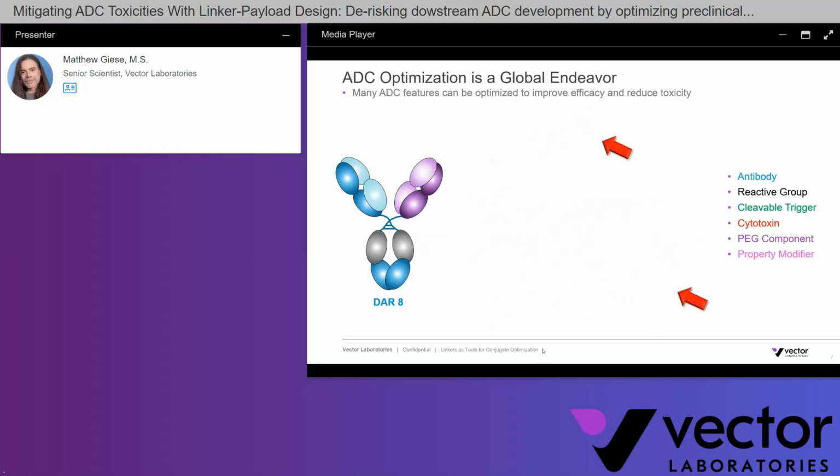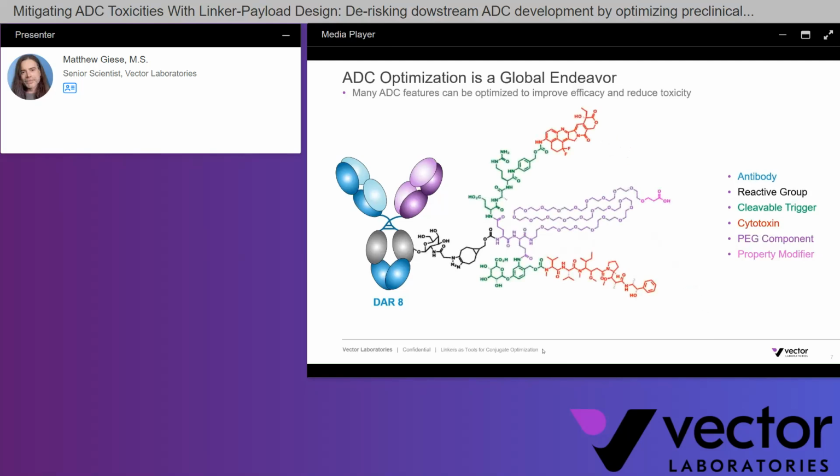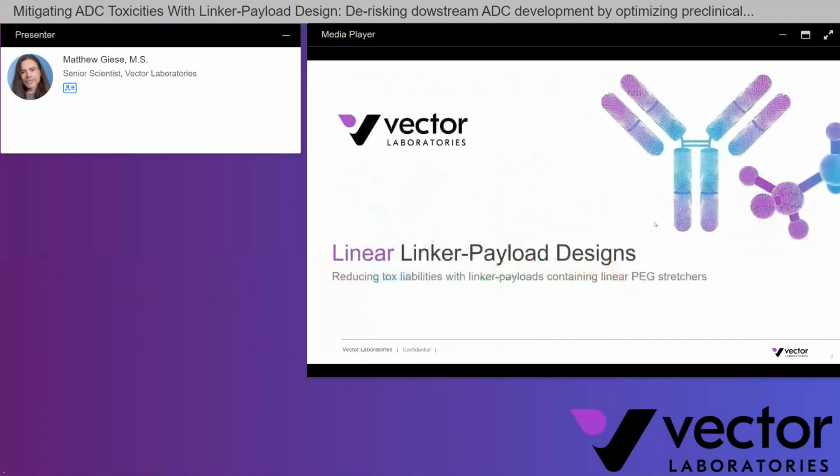So while this webinar is going to focus on the PEG component, it's often done in combination with these other changes. And these examples will show the broad applicability of a PEG with different conjugation chemistries, different DARs, different payload classes, etc. This color scheme will be used throughout, and the components in black, purple, and pink will be similar to the products that are sold in the Vector linker portfolio. So now we'll present some examples where these linker payloads have improved performance in those assays.